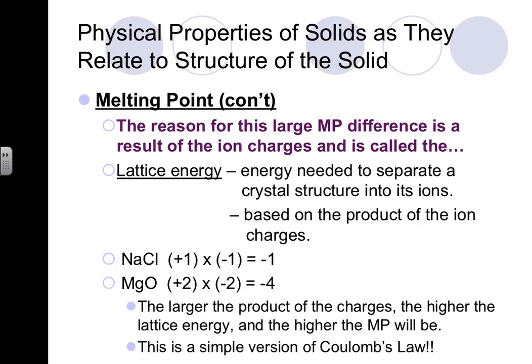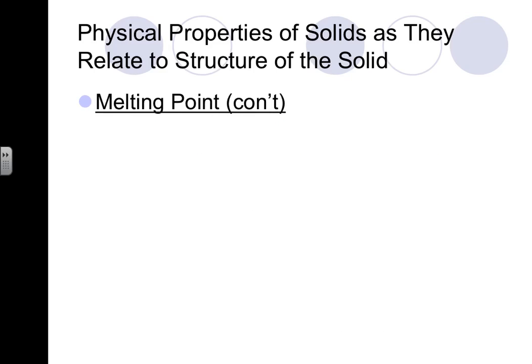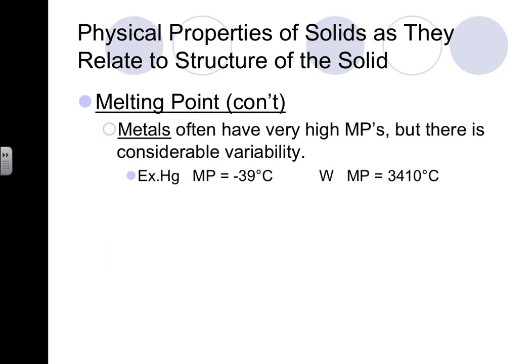To continue on, we looked at some specific issues with melting point and ionic compounds, but as we move on, let's take a look at metals, where some special things go on. Metals often have very high melting points, but there is considerable variability in this. You can see here we're talking about Hg, mercury. The melting point is actually -39 degrees Celsius, which means at room temperature it is in fact a liquid.